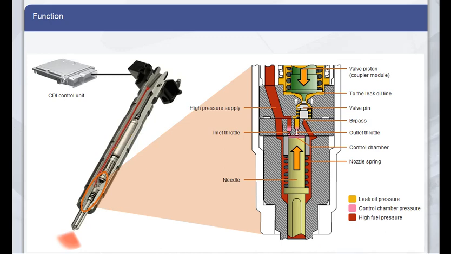Injection is finished by de-energizing the actuator module, causing it to contract. The valve pin releases the bypass and also closes the leak oil line. The outlet throttle, inlet throttle and bypass increase the pressure in the control chamber back up to the rail pressure level. The increased pressure in the control chamber causes the nozzle needle to close and injection ends. If you want to repeat the process, click on the CDI control unit.